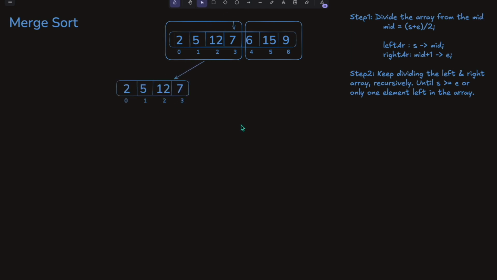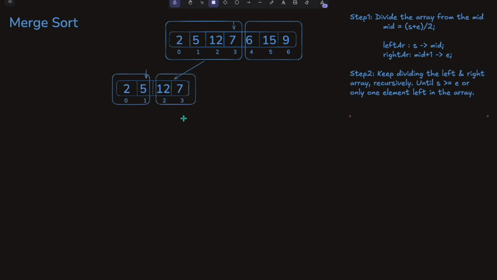Okay, so this is the left portion, and again, as I said, we have to keep dividing this. For dividing, again we need the mid value here. So mid value is nothing but start plus end divided by 2. So here mid will become 0 plus 3 divided by 2, which is 1. So this is the mid here, and again we will have left and right array.